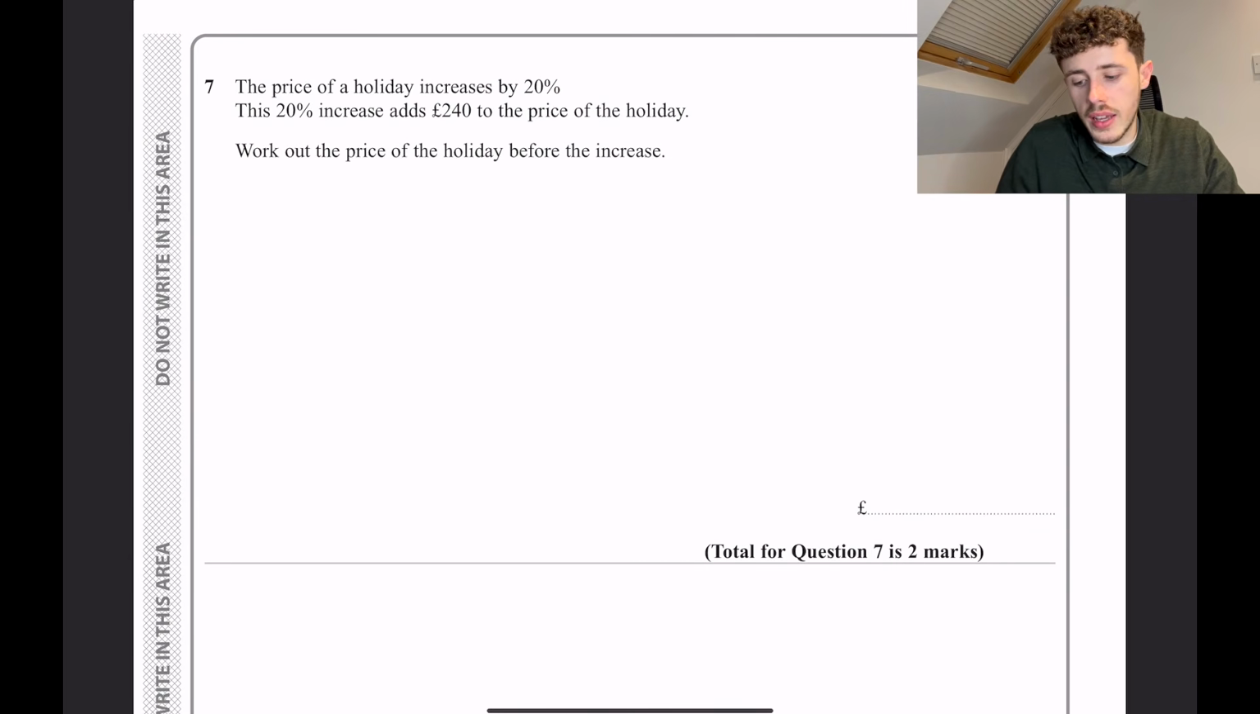The price of a holiday increases by 20%. This 20% increase adds £240 to the price of the holiday. Work out the price of the holiday before the increase.